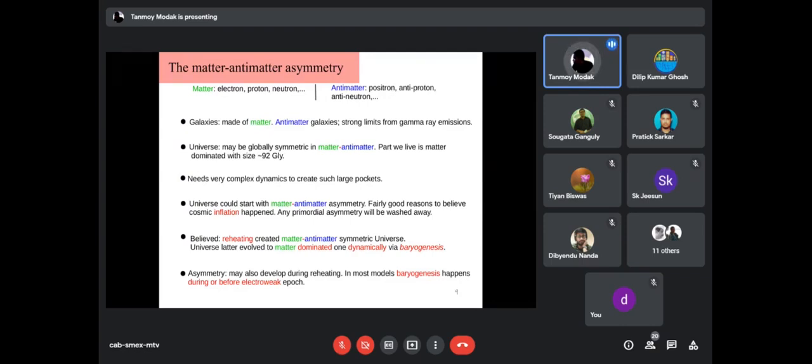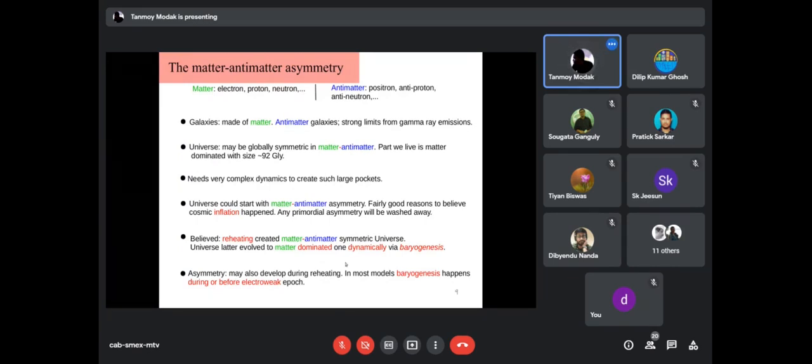So, what is the conventional belief? Conventional belief is that after cosmic inflation, cosmic reheating actually created a matter-antimatter symmetric universe, and then the universe evolved to a matter-dominated one dynamically via a process called baryogenesis. And this is the main topic of today's talk.